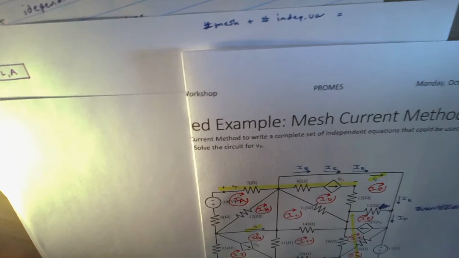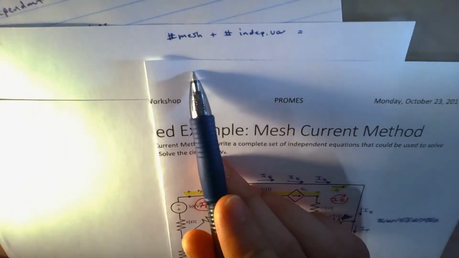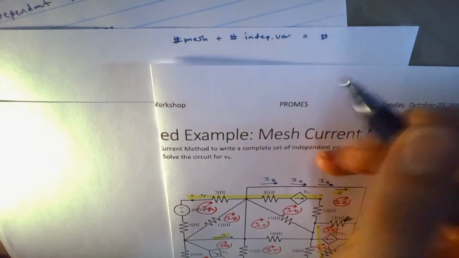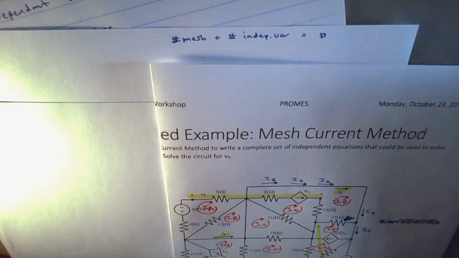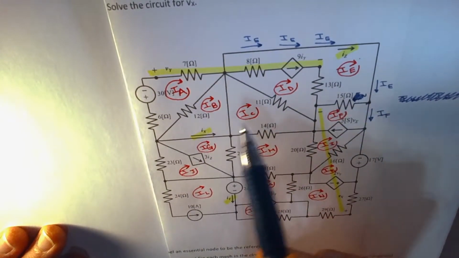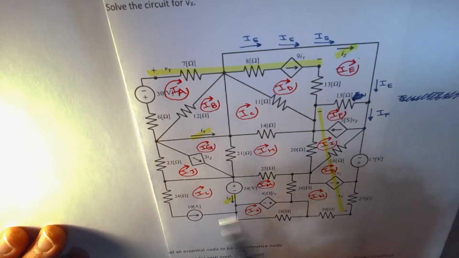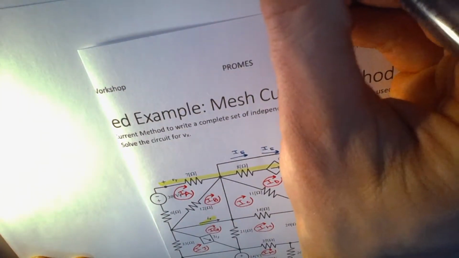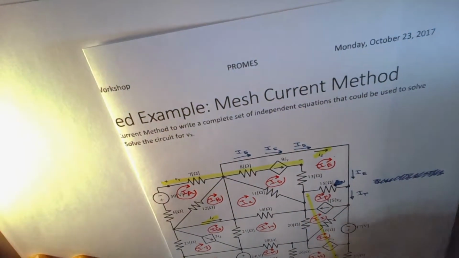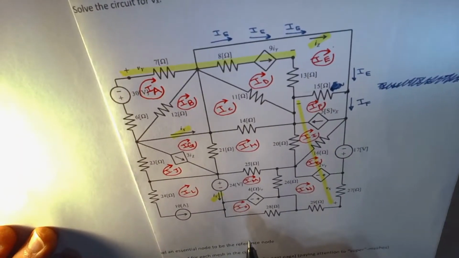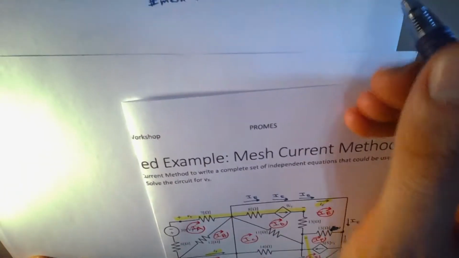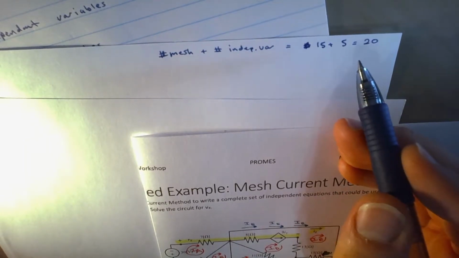Okay, great. So now before we get started, I like to point out this little rule, which is the number of equations we're going to need, which is the number of meshes plus the number of independent variables. So in this case, we have 1, 2, 3, 4, 5, 6, 7, 8, 9, 10, 11, 12, 13, 14, 15 meshes. So that would be 15 plus, and it's really easy to see because I highlighted them, 5 independent variables. We're going to have to write 20 equations to solve this circuit using the mesh current method.